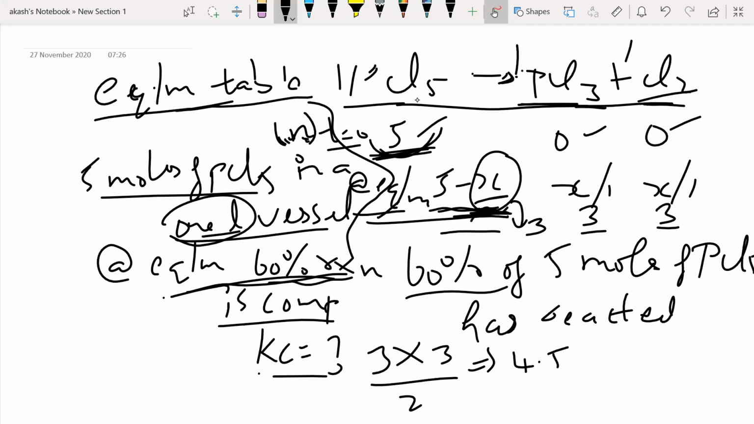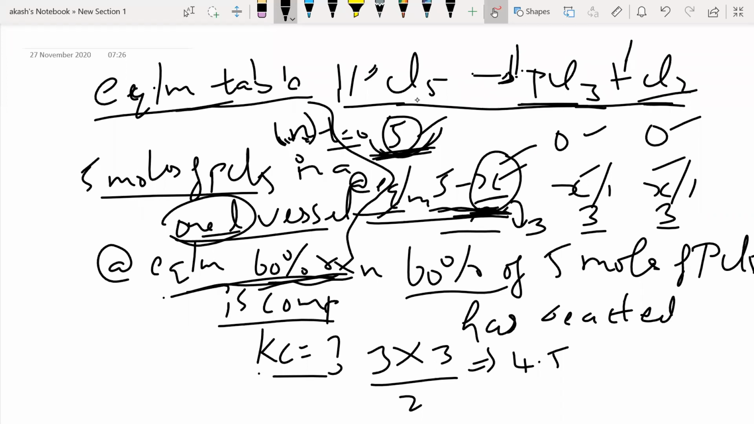Now at equilibrium, I'm just putting some X, we'll fill the X, right? Some X would have reacted out of the 5 moles, and whatever has reacted would have come here. From the stoichiometry, you can see that 1 mole of PCl5 gives 1 mole of PCl3 and 1 mole of Cl2. So if X moles are reacting, X moles here and X moles here. Now from the data in the question, I'll be able to find this X value. They tell that 60% of PCl5 is converted, right?